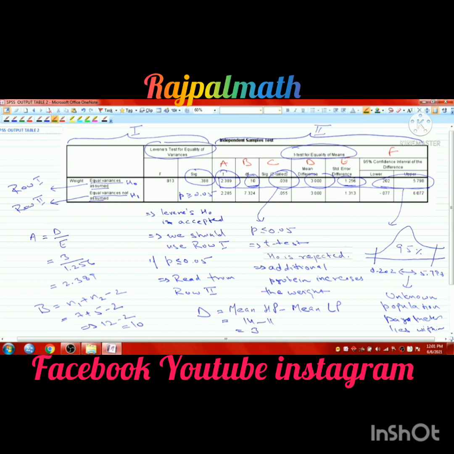So our final answer is: p-value is less than 0.05. We reject H naught, which means additional protein increases the weight of the chickens. So this is our final answer by SPSS analysis. Now we will do it with pen and pencil.